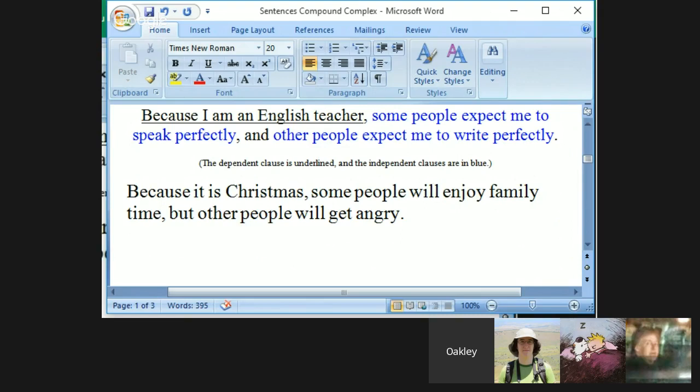Ken, you want to give it a shot? Don't be afraid to get creative and maybe move your dependent clause around or whatever you want to do. Because it is the evening.